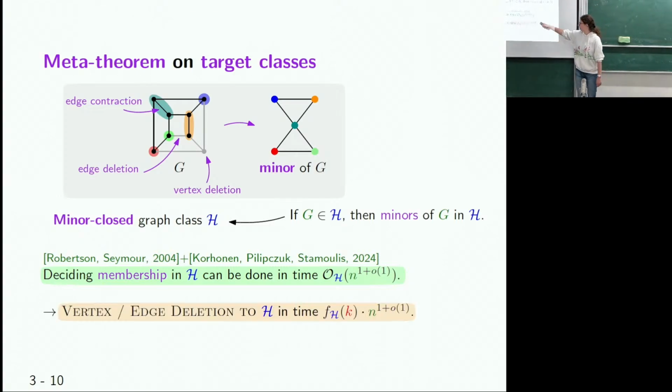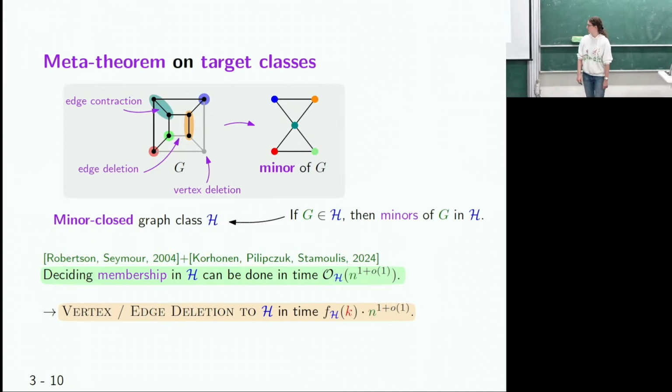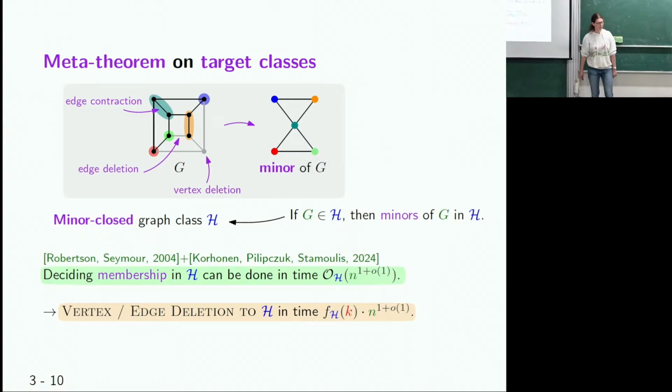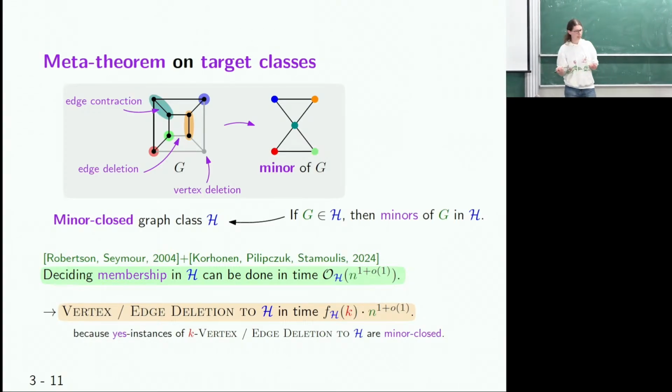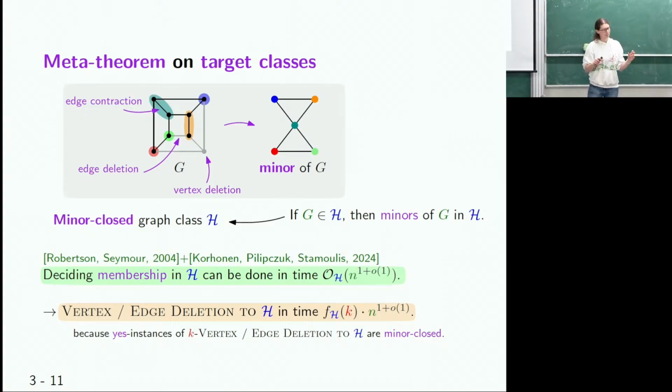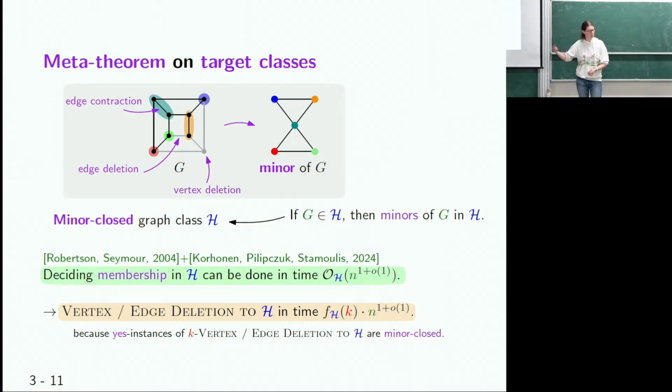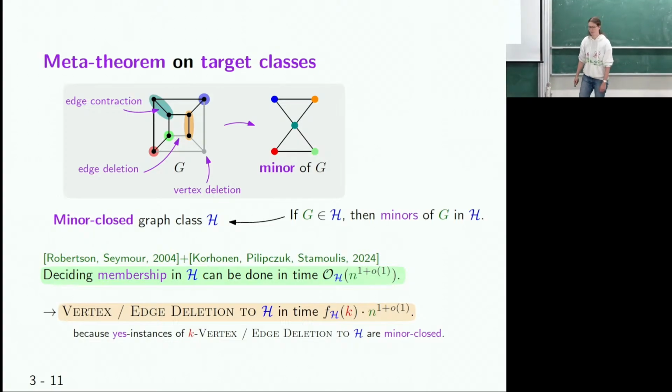And this in particular means that already we have some graph modification problems that can be solved in FPT time. So in particular, this is the case for vertex deletion and edge deletion. So why is that? It's because, for instance, if you take vertex deletion, the yes instances of k-vertex deletion form a minor-closed graph class. So that's why we can just check whether we belong to this minor-closed graph class or not in polynomial time, and we solve the problem.